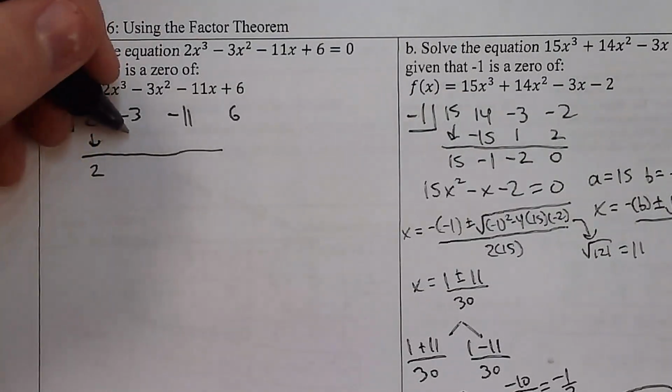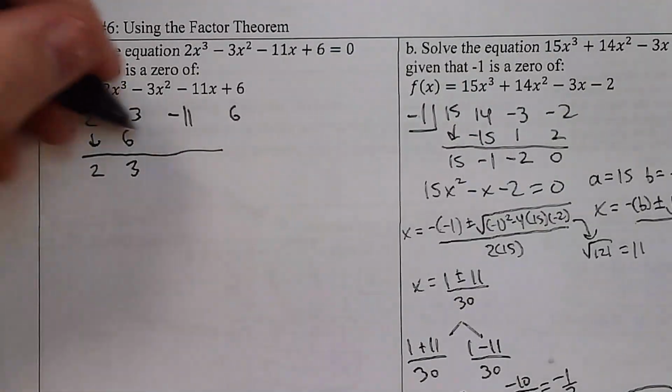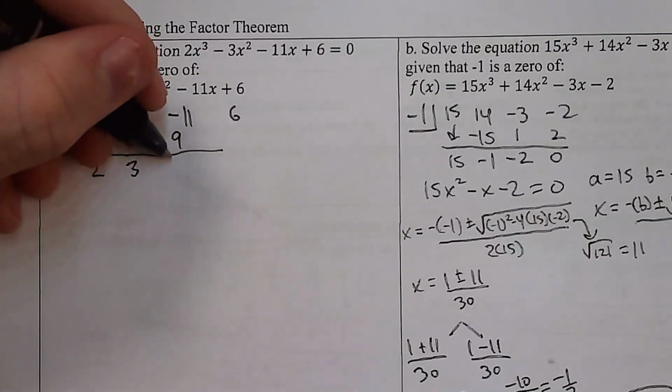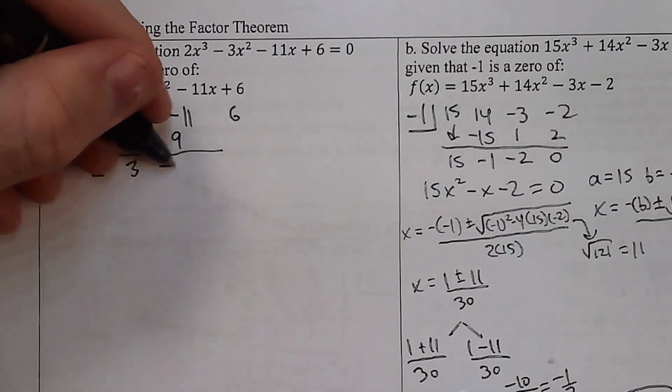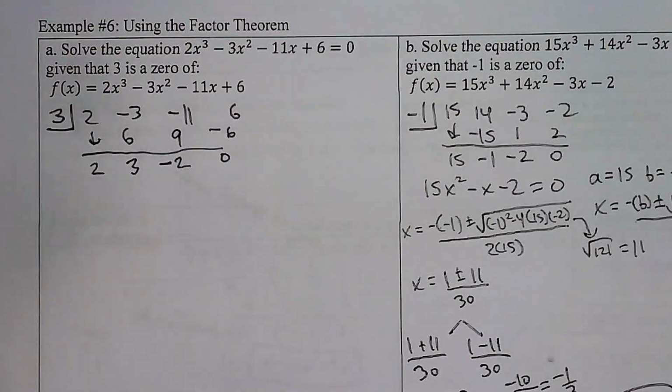3 times 2 is 6. And then you add, multiply. 3 times 3 is 9. And then add. Negative 11 plus 9 is negative 2. Multiply, add. So the remainder is 0.